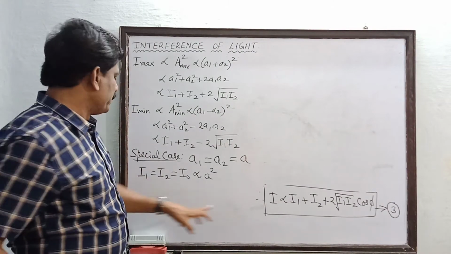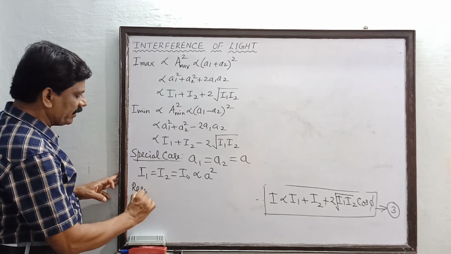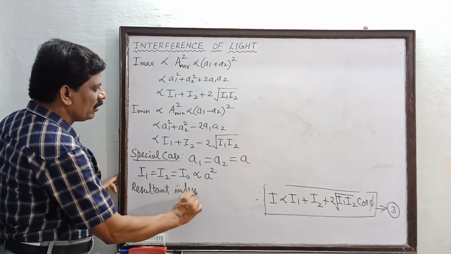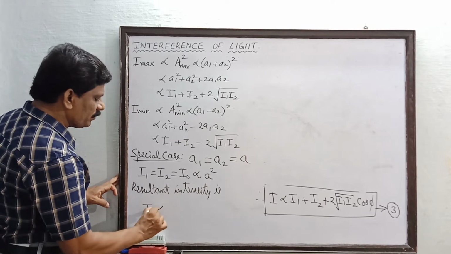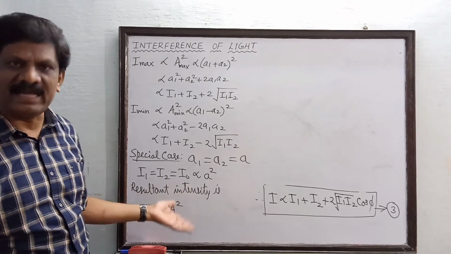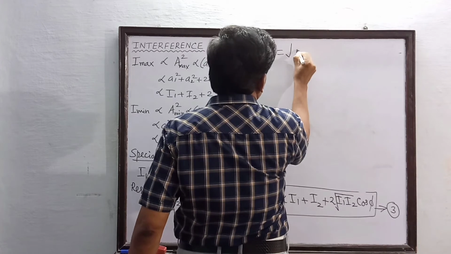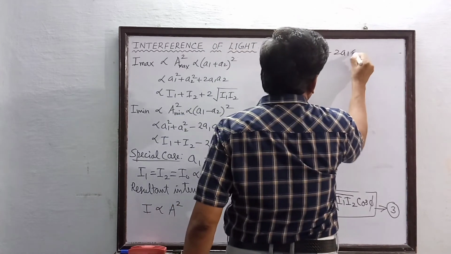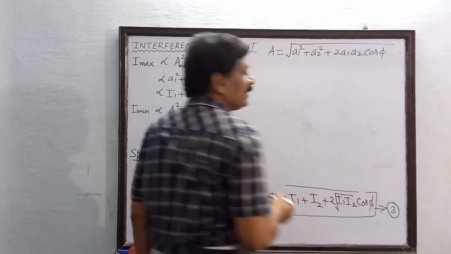So now you can see that the resultant intensity is given by I proportional to capital A square. Here A is the resultant amplitude. The resultant amplitude A is equal to square root of A1 square plus A2 square plus 2 A1 A2 cos phi. This is a general expression for the resultant amplitude.